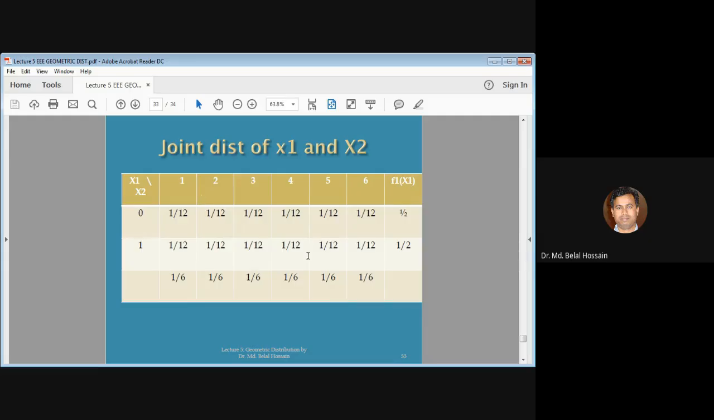From this table, you learn about the joint distribution of x1 and x2 when x1 is coming from a coin and x2 is coming from a die. Okay, and again you learn about the marginal distribution of x1 and the marginal distribution of x2. Okay. Do you have any question?